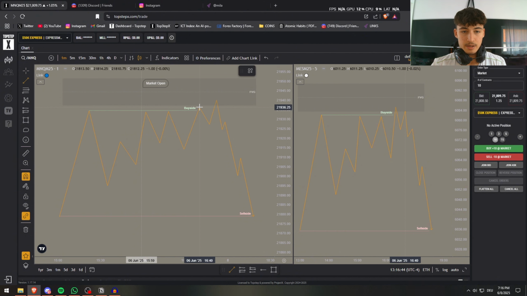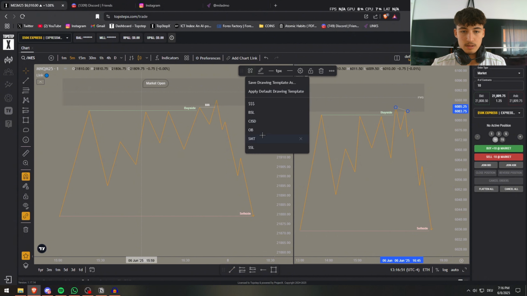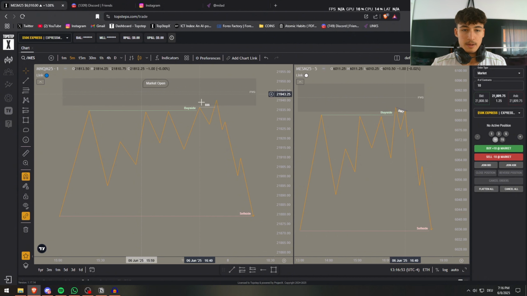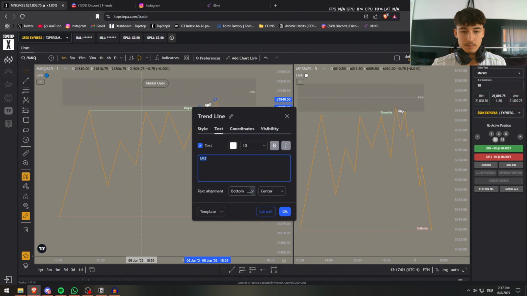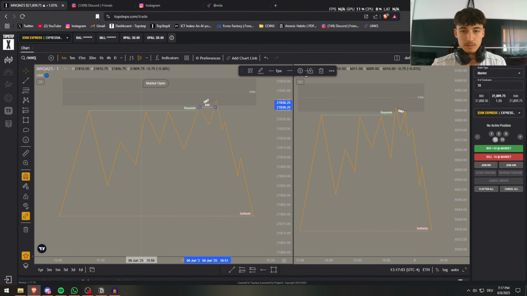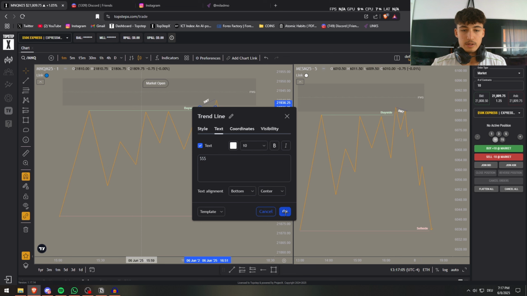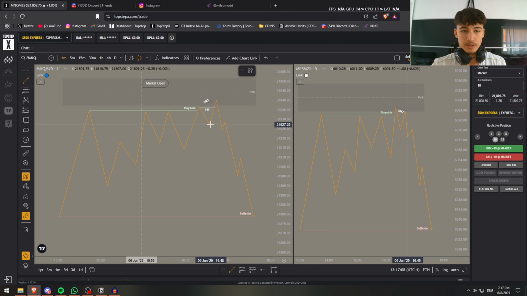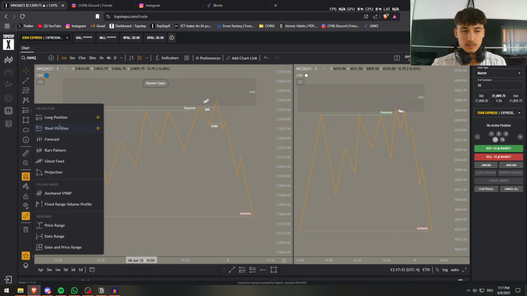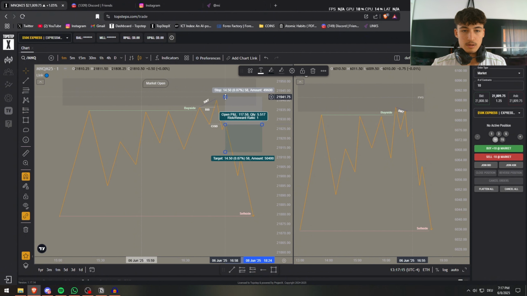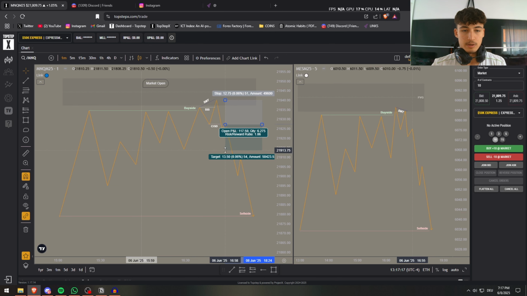Then I'm waiting for an internal manipulation like this, where one of the assets takes the high and the other one doesn't. So I got an SMT right here. Boom, as you can see, SMT at the highs. Let me make it more clear for you. Okay, I'm waiting for that. Then I'm waiting for a big displacement, change in state of delivery, a small retrace into that, and that's my model.